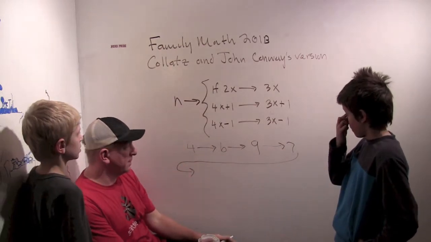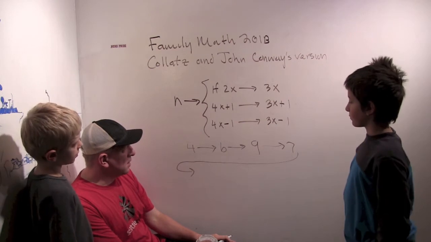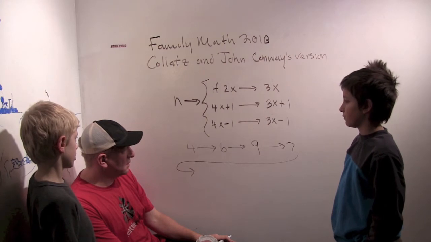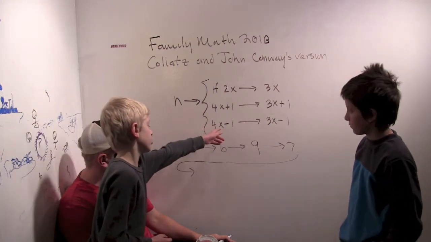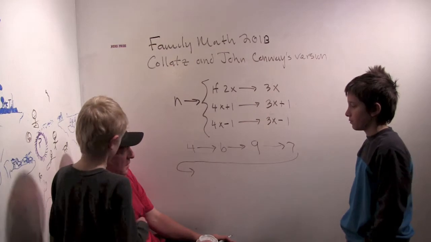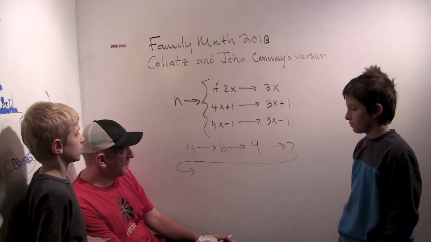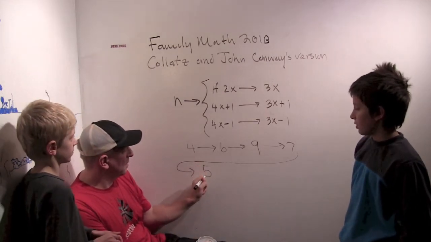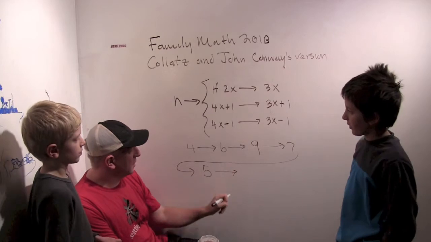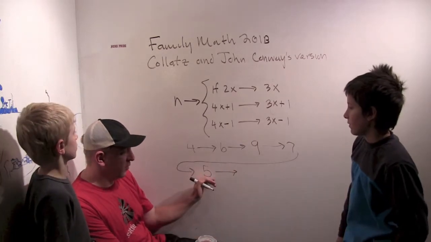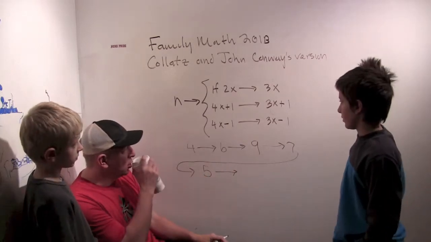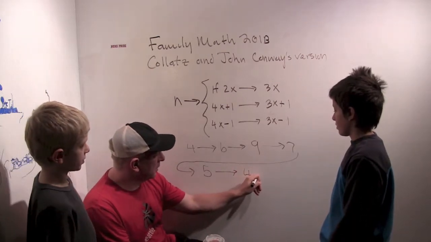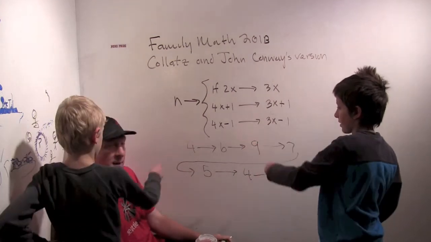Where does 7 go to? It's 4x minus 1, because it's 2 times 4 minus 1. So 3x minus 1 would be 5. Very good. And then 5 is 4x plus 1, because 5 is 1 more than a multiple of 4. So x is 1 here, so we get to 4. 4 is the 2x property again, but then we're back there.